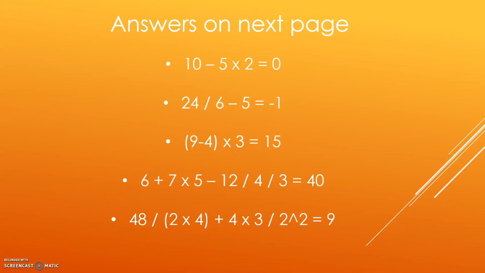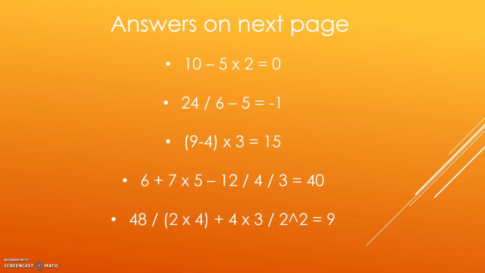Second one, 24 divided by 6 minus 5. Divide is always before subtract, right, through PEMDAS. So 24 divided by 6 is 4, minus 5 is negative 1. Next, we have parentheses, 9 minus 4, all times 3. So parentheses is first of PEMDAS, so 9 minus 4, which is 5. And then after parentheses, we have multiplication, because that's all that's left anyways. 5 times 3, 15.